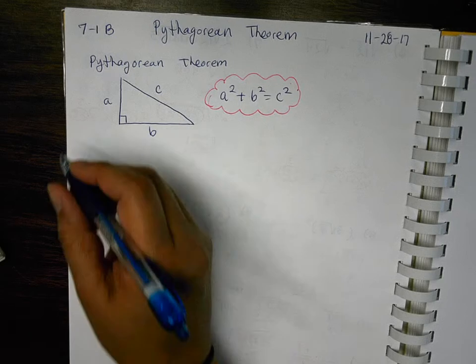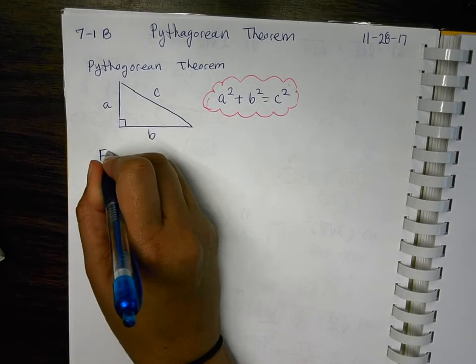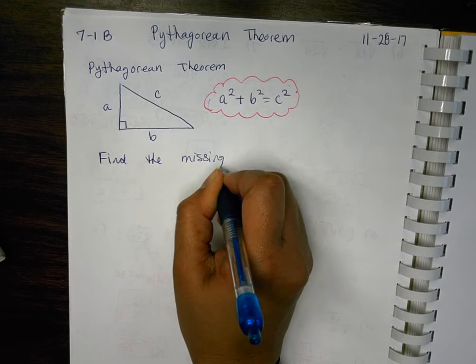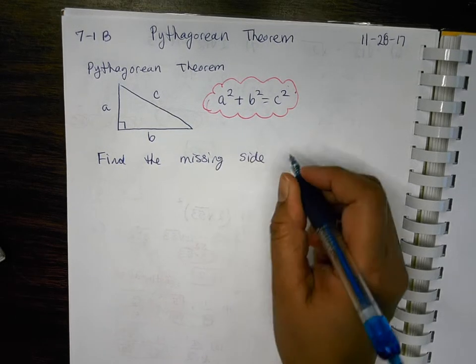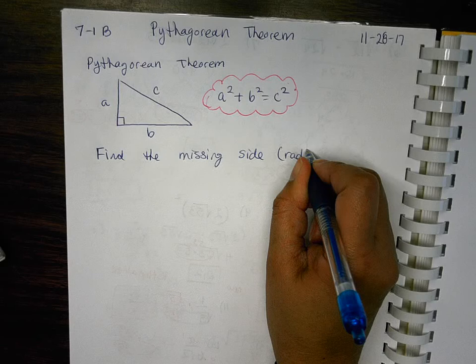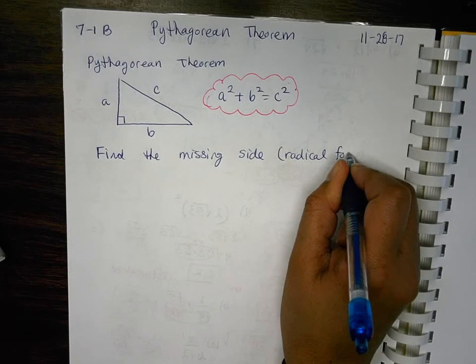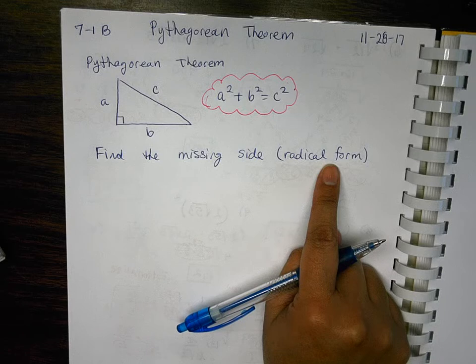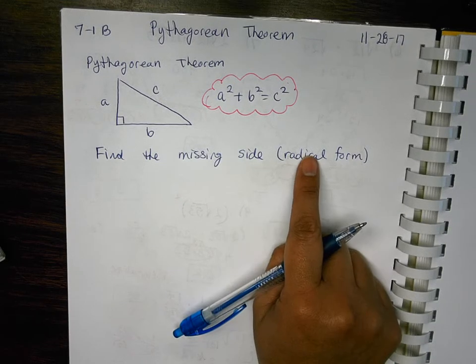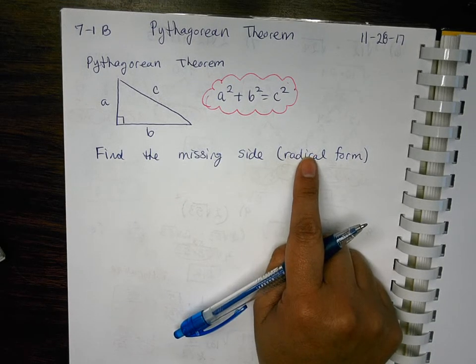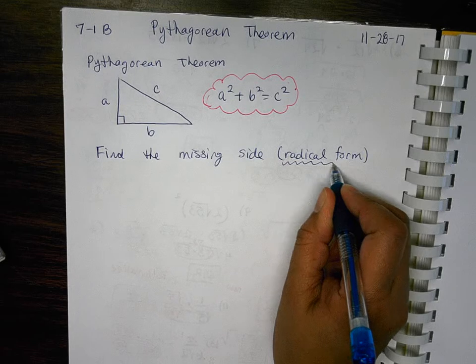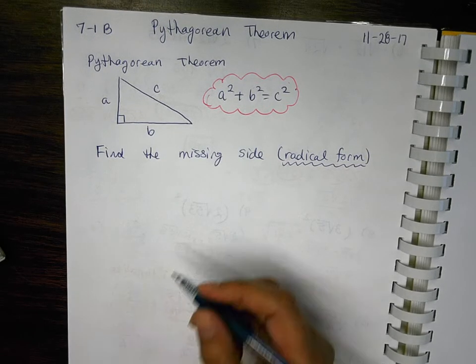Find the missing side. And I'm going to put in parentheses here, radical form. And I will tell you this. You will always write it in radical form unless specified, unless asked otherwise. So if it says round to the nearest tenths or nearest hundredths, then you're writing it in decimal form. But if it does not specify, which form do I always want it in? Radical form. Again, unless it's specified otherwise.